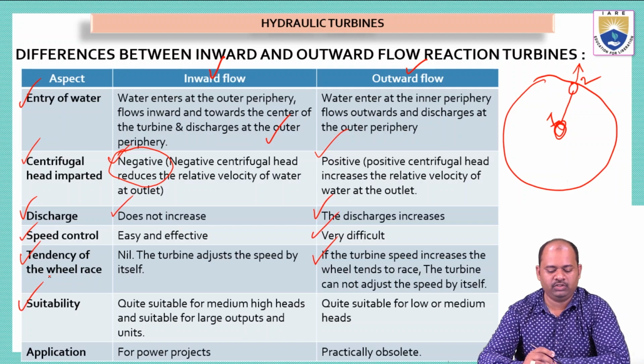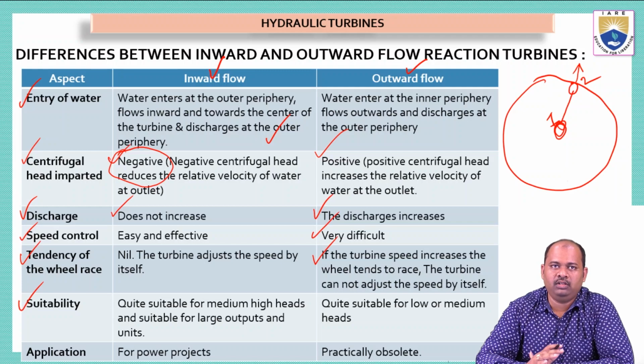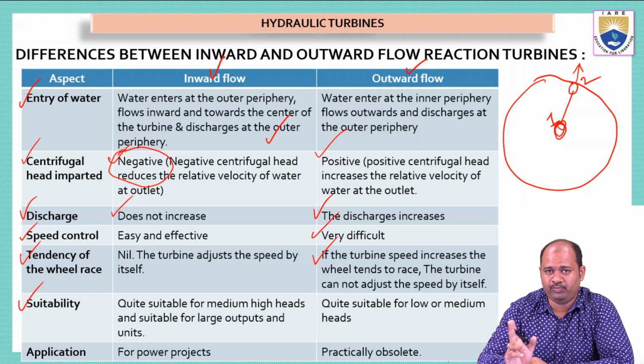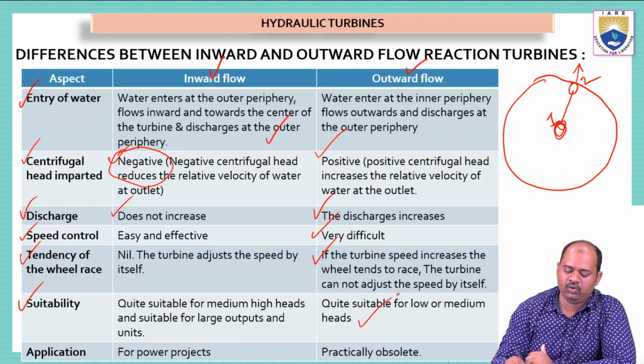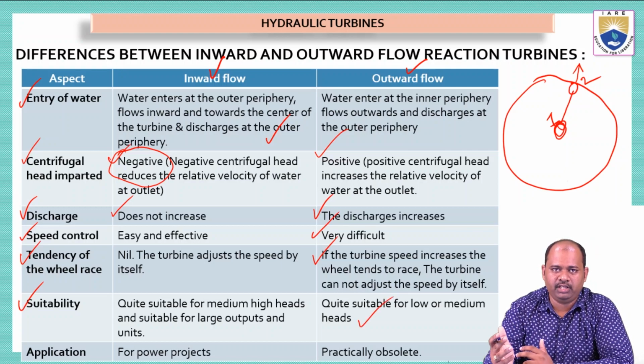And suitability. These are quite suitable for medium high head and suitable for large output units. So all the inward flow reaction turbines are suitable for medium high head and large outputs also. When we want large output of electricity, we have to go for inward flow reaction turbines. And these are suitable for low and medium head, that is, medium head turbines.